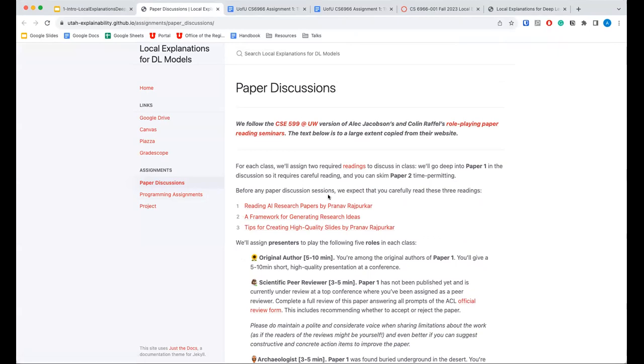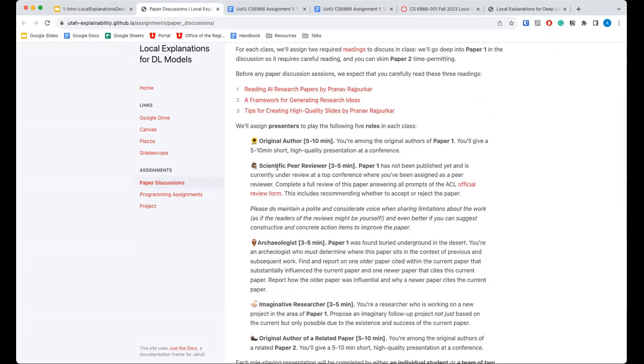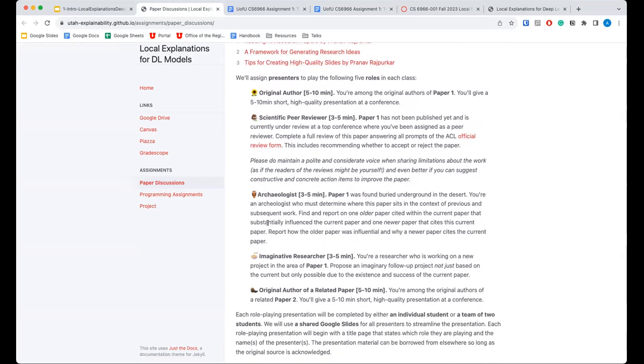Basically, we are all going to read a paper or two, and then you will be assigned some role. Sometimes you are going to present the paper as if you were the original author presenting at the conference. Sometimes you'll need to find a paper that is cited in the paper we are reading and tell us a little bit about that paper, stuff like that. All of these sessions will follow what we have talked about in the previous lecture. For example, we are going to talk about gradient-based attribution. Then in the paper discussion that follows that session, we are going to discuss another paper that speaks about aspects I didn't cover in the lecture.